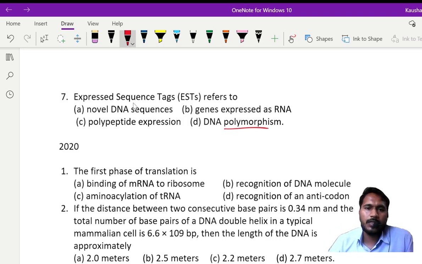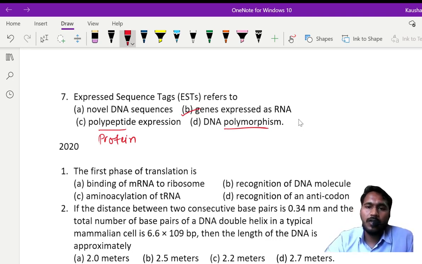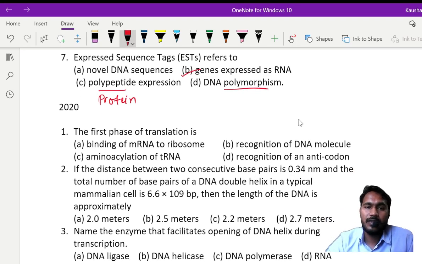Okay, so expressed sequence tag means this DNA region which is going to be expressed as RNA. Got it? That is called DNA, genes expressed as RNA. Polypeptide expression, polypeptide means what? Protein. Okay, so it is not only going to produce the protein. DNA polymorphism means different DNA, like from you and me, from your mother and father. Everybody has different polymorphism, and it will help in gene mapping. Why is this polymorphism there? Because of repetitive DNA sequence.